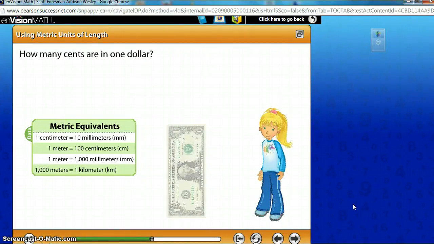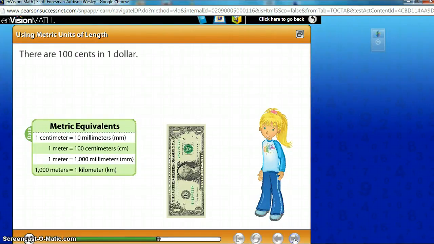How many cents are in $1? Everybody, 100. How many cents are in $1? 100. Thank you. 100 pennies. There are 100 cents in $1. Why do you think they asked us that? Just give me a guess. Why do you think, Eli? There's 100 centimeters in a meter. Okay. And cent, see there?